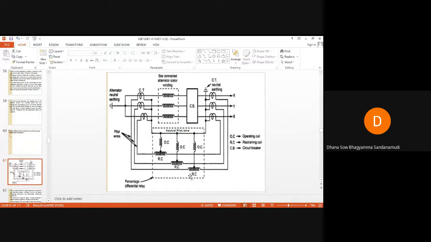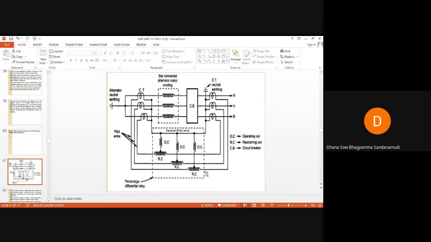We will have an assessment on the percentage bias relay in our laboratory. In that laboratory, you will have more clarity. You will know how to set the percentage bias. In our laboratory, for different percentage biasing, we will see how the relay operates and how the time of operation of the relay varies. That we will see.